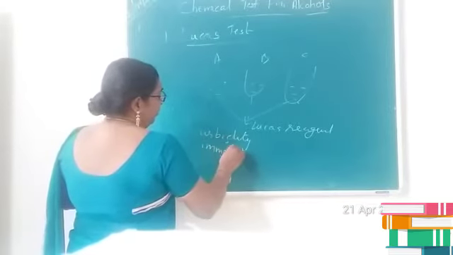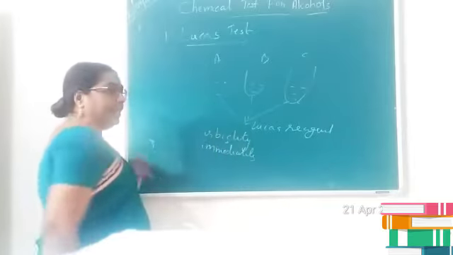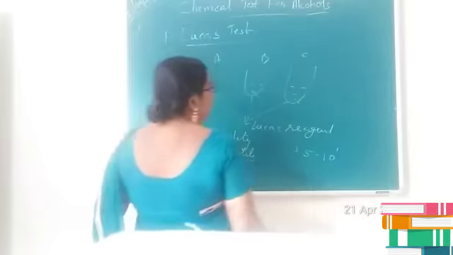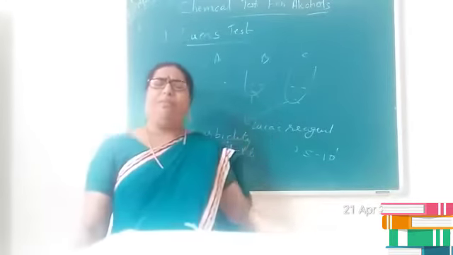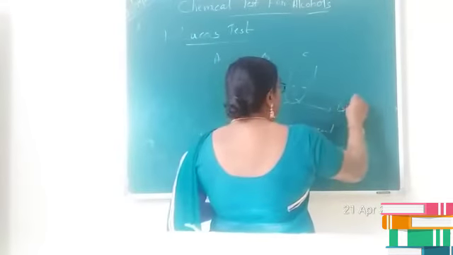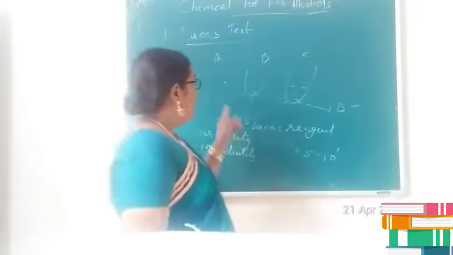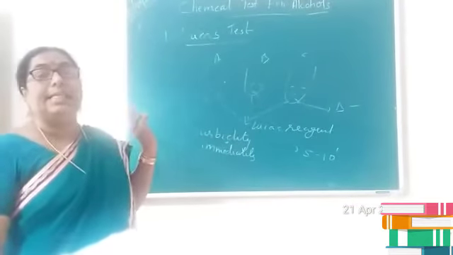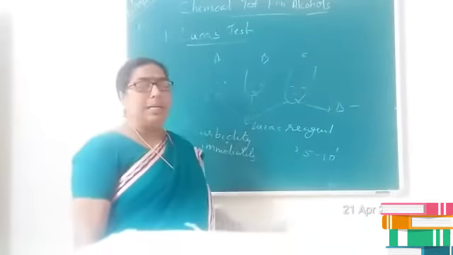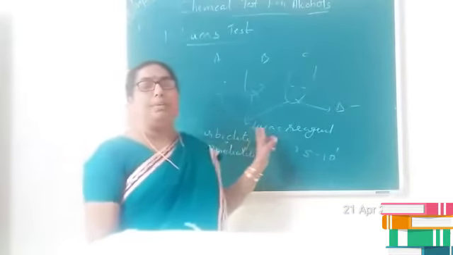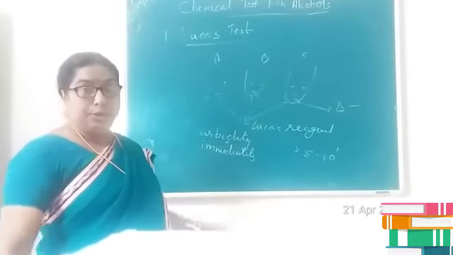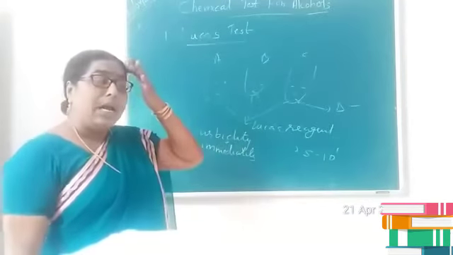The moment you shake it properly, you can see turbidity in test tube A, and in test tube B, you will get the turbidity within 5 to 10 minutes. And in test tube C, you have to wait a long time, or heat it for a long time, and then you will get turbidity. So test tube A contains tertiary alcohol, since it produces immediate turbidity, and test tube B contains secondary alcohol, since it gives turbidity within 5 to 10 minutes, and test tube C has primary alcohol. That is why you may not get turbidity, or you will get it only on prolonged heating.